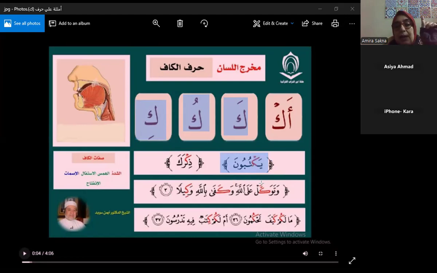يكتبون. يك. Kaf will have hams, or will be a voiceless letter, when it has sukun, even if it is in the middle of a word. Yak, ak, yak, yak, yaktubun.